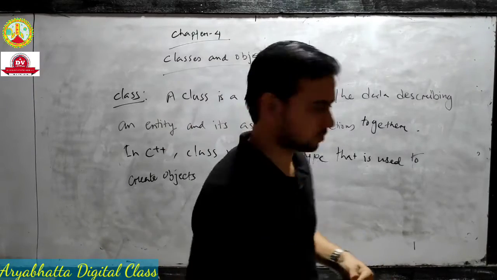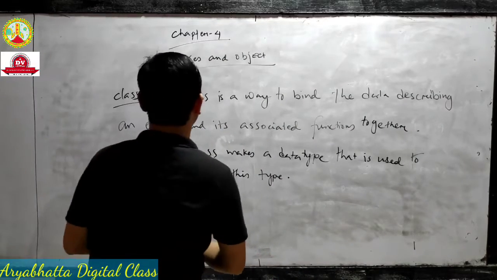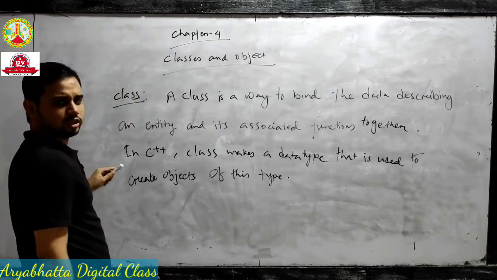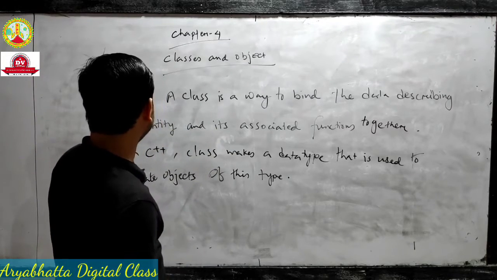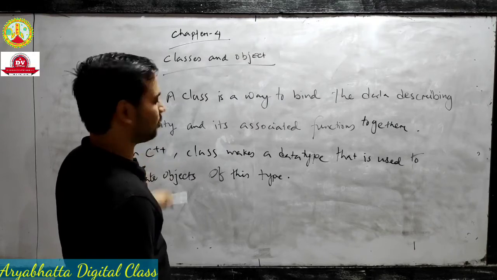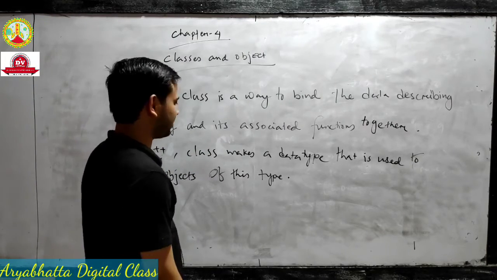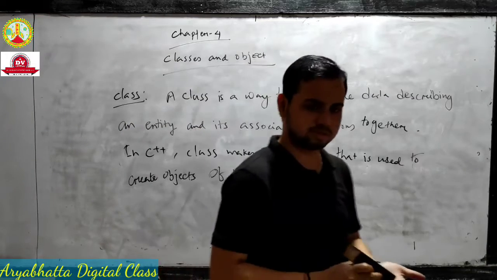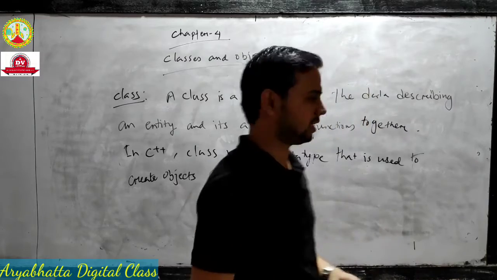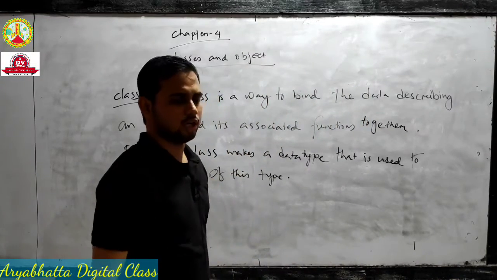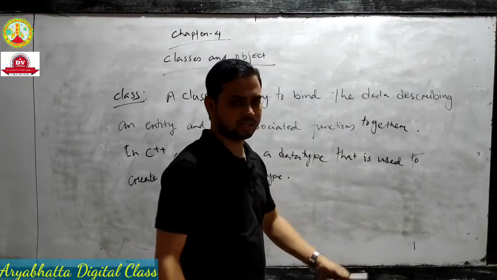You will just note down this. This is actually the book definition. The class is a way to bind the data describing an entity, means this is an object, and its associated functions together. Associated function means, suppose in a bank account we take class, account number is your object. And its associated function means what is the function of the account number? This is all together in a class.